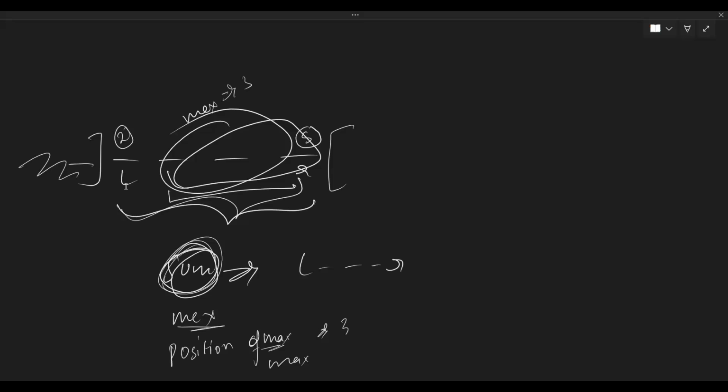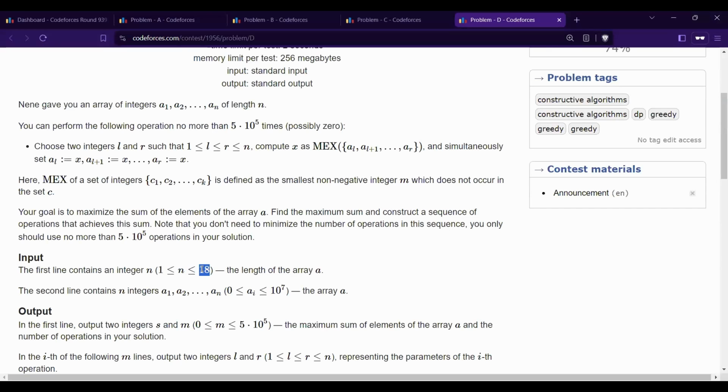What can be the maximum value of max? 18. Can it be more than 18? It cannot be 18 plus 1. Can it be? It cannot be length plus 1.